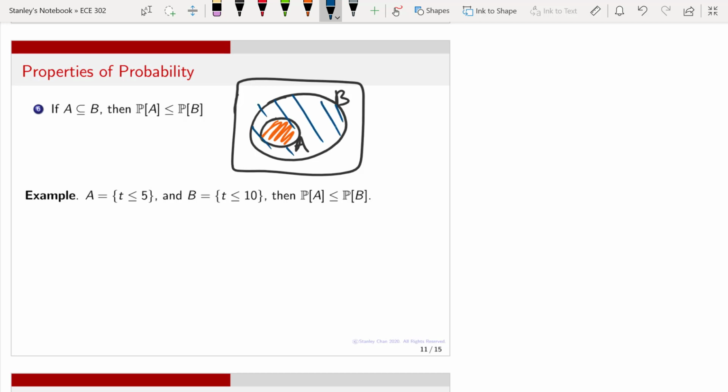Since A is contained inside B, of course the probability of A would be less than the probability of B. If you view it from the measure point of view, the probability is the size of the sets. And so if A is contained in B, then certainly the probability of A has to be less than the probability of B. So here is an example. If A is the interval from 0 to 5, and B is the interval from 0 to 10, then of course the probability of A is less than the probability of B.